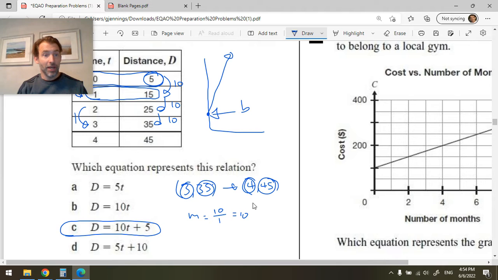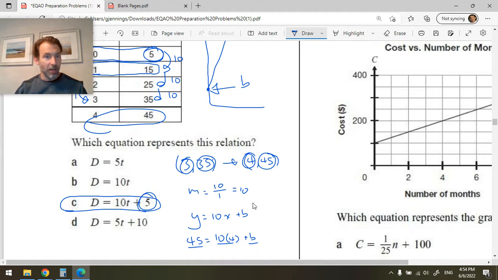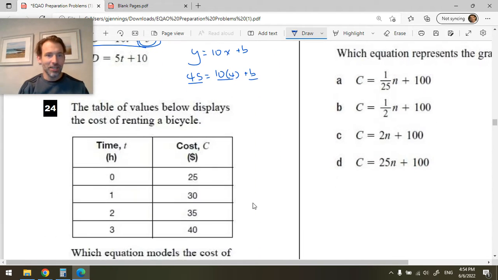And then I need to find b. So I can say y is equal to 10x plus some value b that makes it true, and then use this point 4,45 to check. 45 is equal to 10 times 4 plus some number. And then you'll find 10 times 4 is 40. 40 plus 5 is 45. So b is 5. So C. 6 ways from Sunday, it's C.